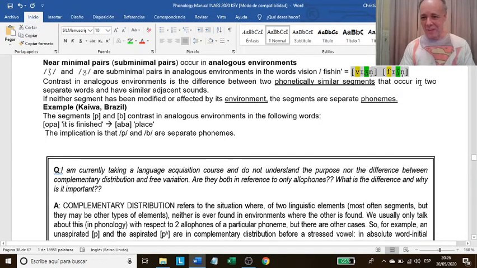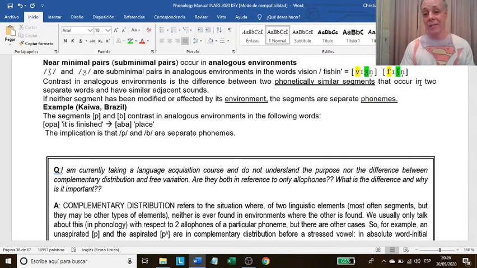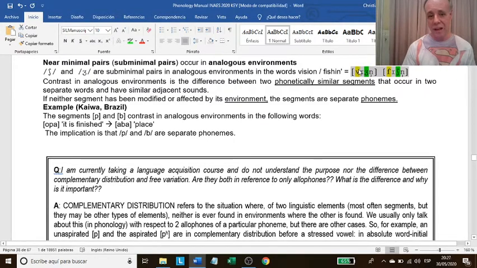Alright, so vision, fission. Yes. So notice that there is more than one difference. I cannot group this as a minimal pair. It's more a sub minimal pair because there is more than one difference. Okay. So whenever the environments are analogous, they are similar but not identical because there is more than one difference. Okay, that's why we call it analogous.